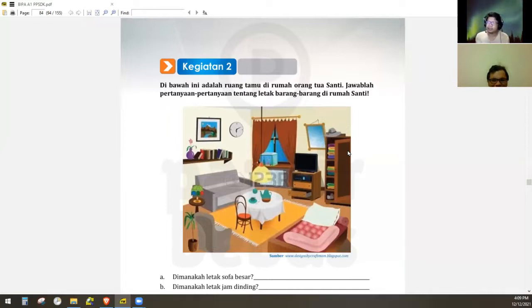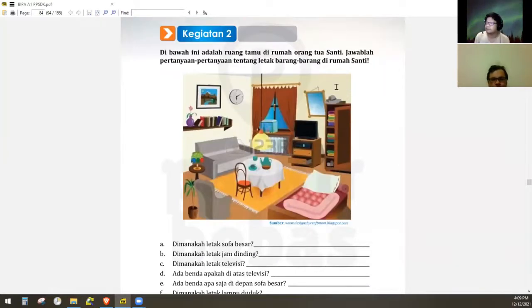Okay. So based on the vocabularies that we have just discussed, one question can have more than one answer. So feel free to express your own ideas in answering the questions. Shall we start? Okay. Now question A. You can read the question and try to answer. Di manakah letak sofa besar?